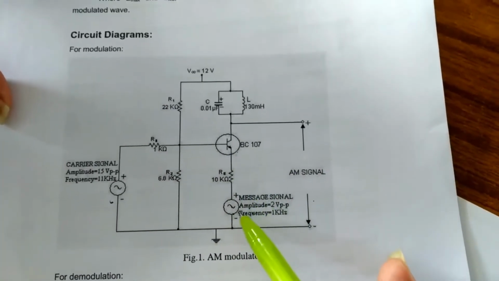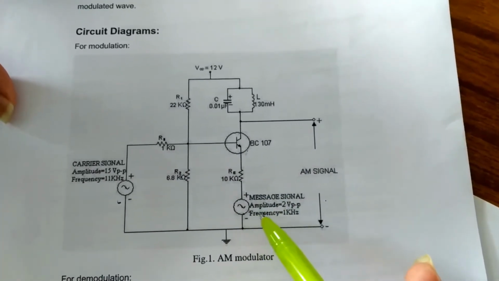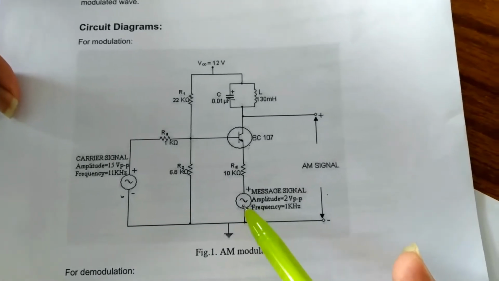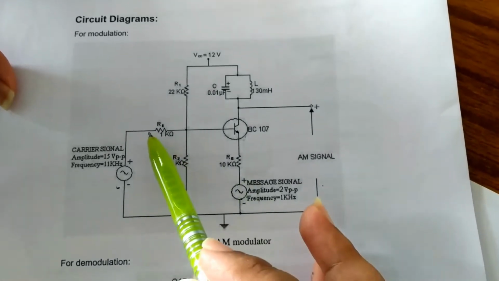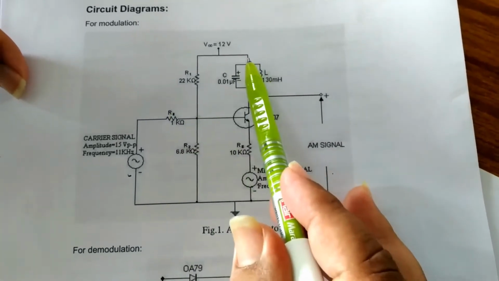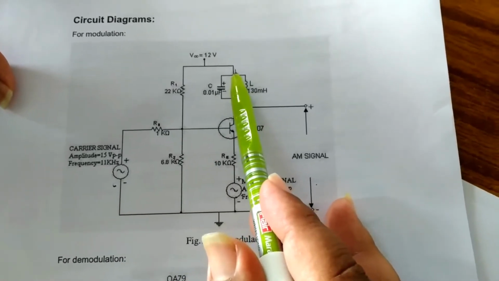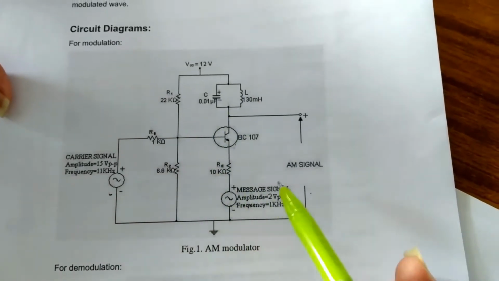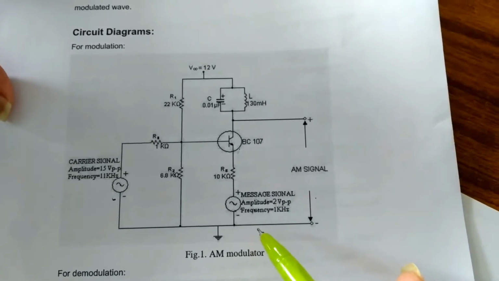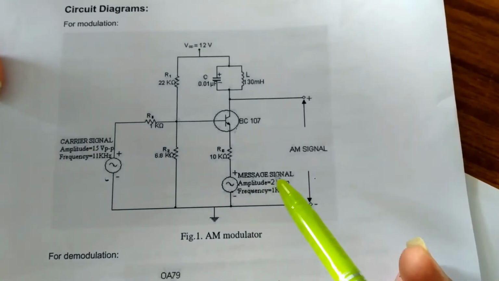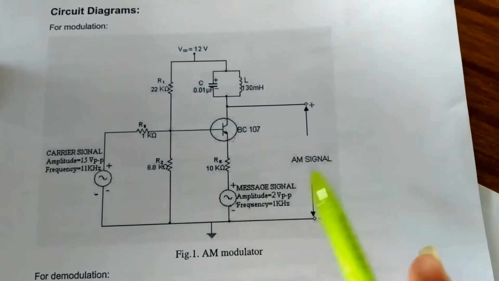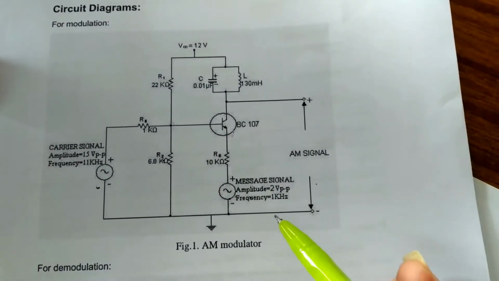Here it is called emitter modulation, as we are applying the message signal at the emitter. For example, if the message signal is applied at the base, it is base modulation, and if it is applied at the collector side, it is collector modulation. But here we are using emitter modulation. There are some difficulties with emitter modulation. And here with the practical circuit we can observe the same thing.